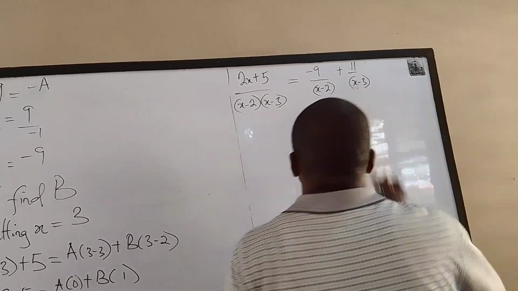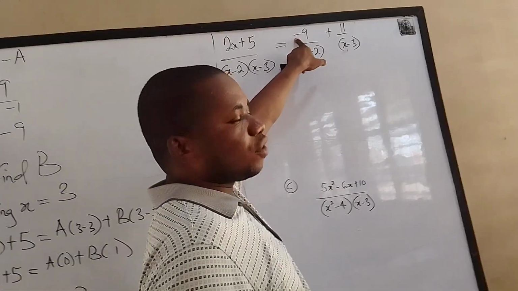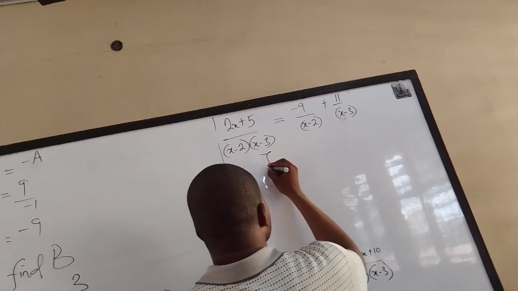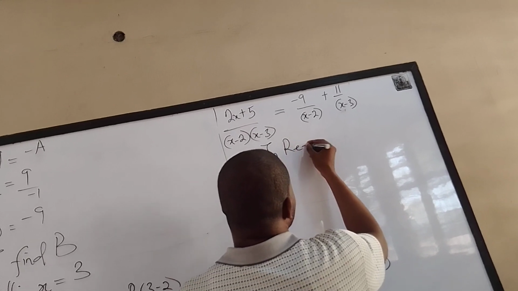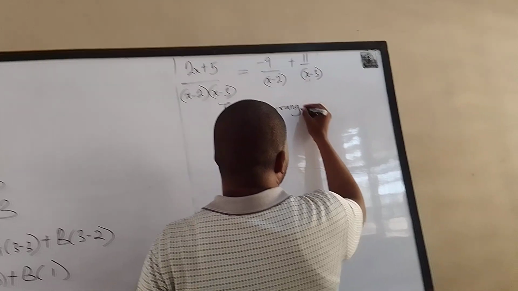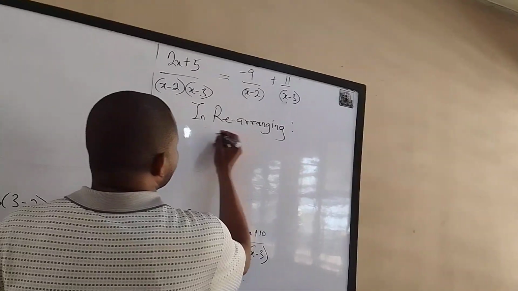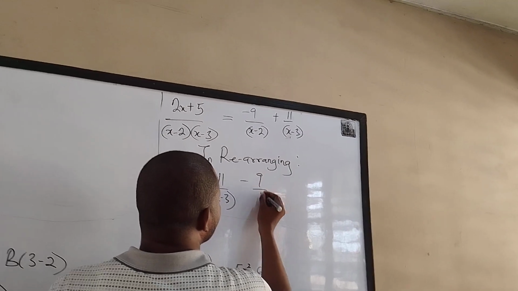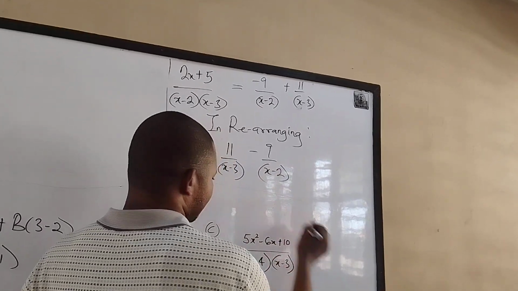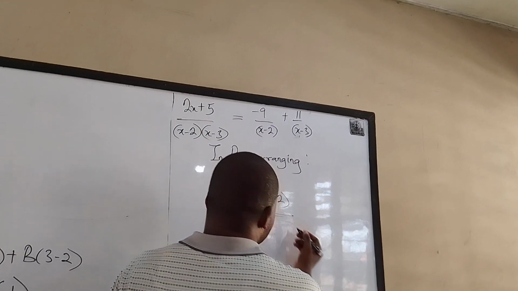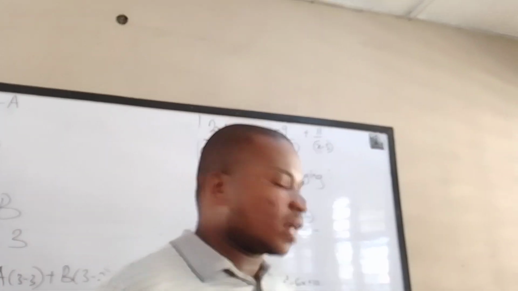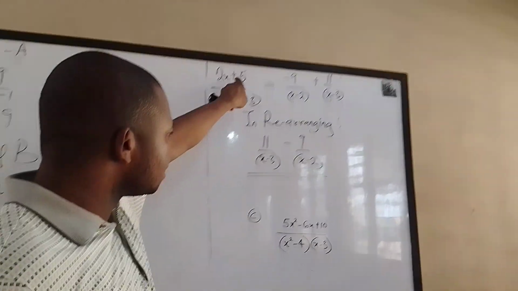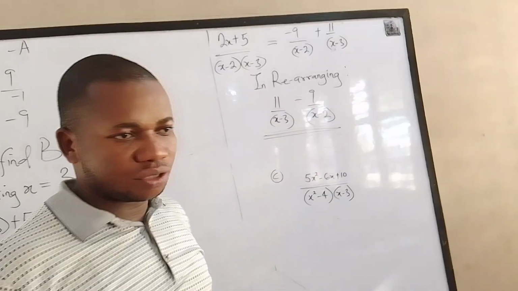That is the answer. Like I used to tell us, it's not good for negative to come before positive. So you rearrange. In rearranging, we have 11 over x minus 3, then minus 9 over x minus 2 as the answer. So here is the answer. If you still want to check your results, you can apply what I did the other time. To show that this thing is equal to this, we can still check using that method.